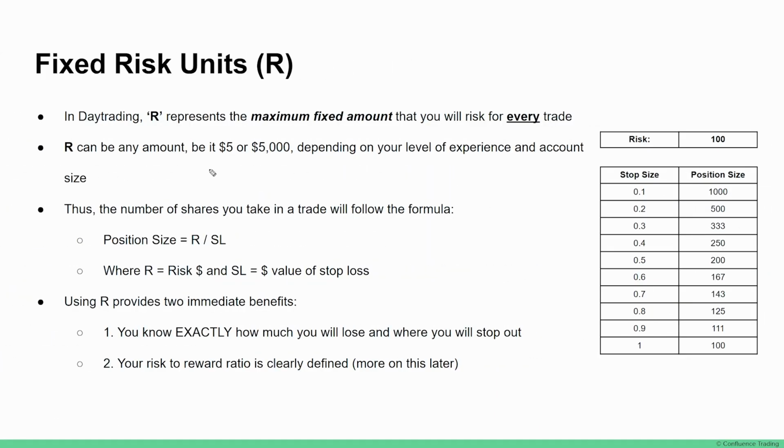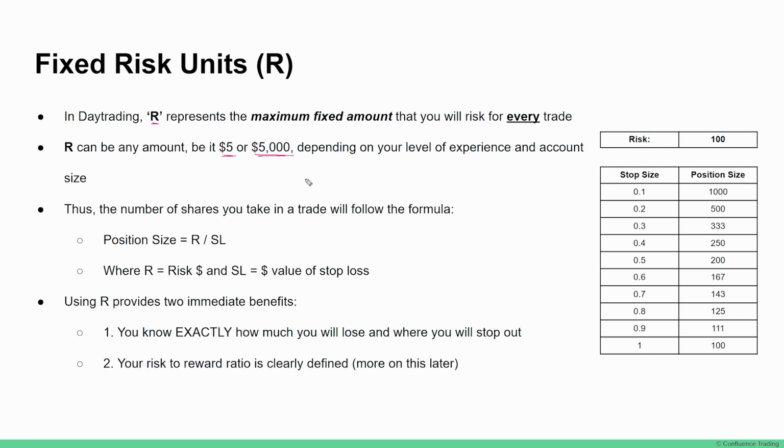So let's start by talking about fixed risk. In day trading, R represents the fixed risk amount that you will lose if you take a full stop out on that trade. R can be any amount, right? You can risk $5 per trade, you can risk $5,000 per trade, and it really has nothing to do with the actual position size that you're taking.